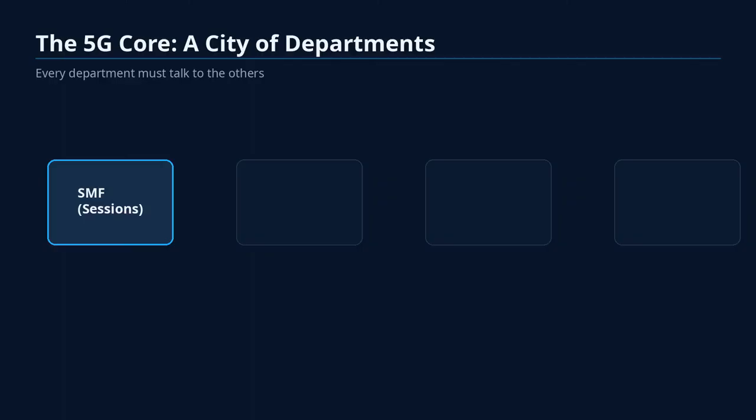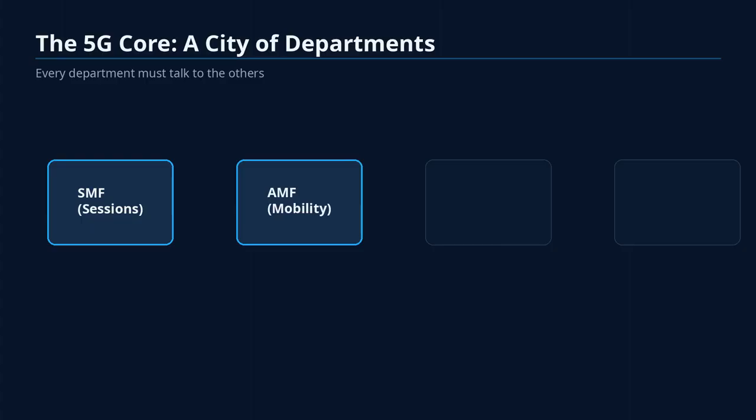So here's the real question this video answers. When one piece of the 5G core needs to tell another piece, "Hey, something just happened," how does that message actually get there safely and fast? That's not a small detail. It's the plumbing that makes 5G's flexibility possible.